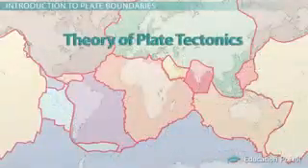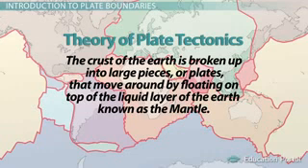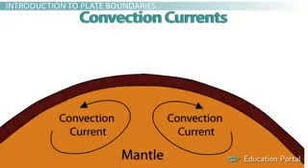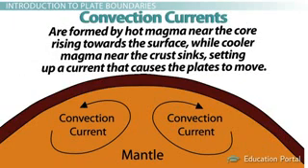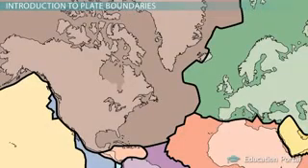The theory of plate tectonics states that the crust of the Earth is broken up into large pieces, or plates, that move around by floating on top of the liquid layer of the Earth known as the mantle. This process is driven by convection currents within the mantle. Convection currents are formed by hot magma near the core rising towards the surface, while cooler magma near the crust sinks, setting up a current that causes the plates to move. These currents are the primary driving force behind plate movement.